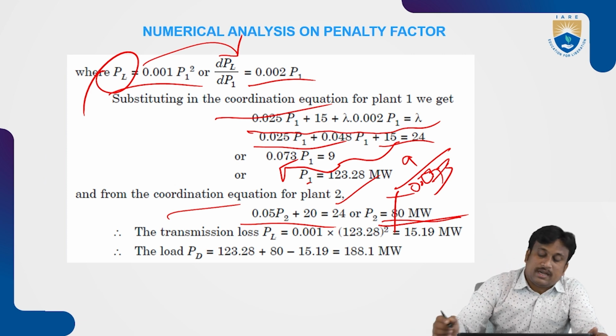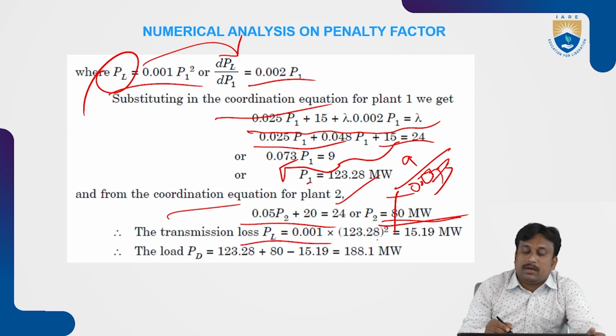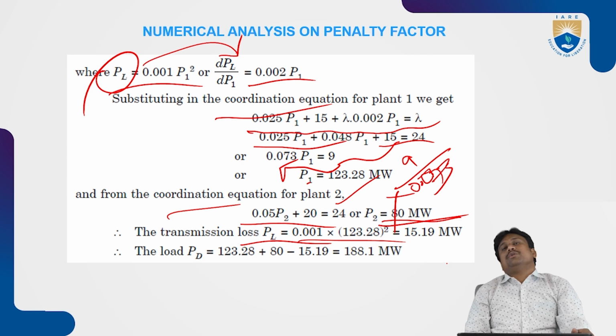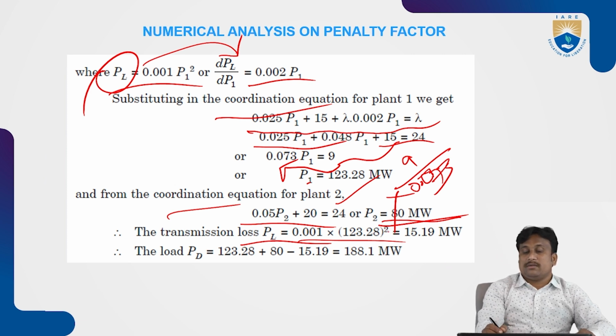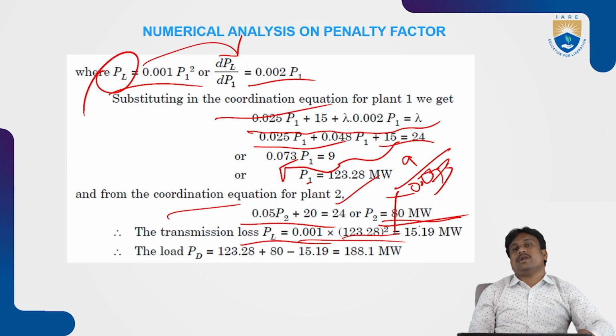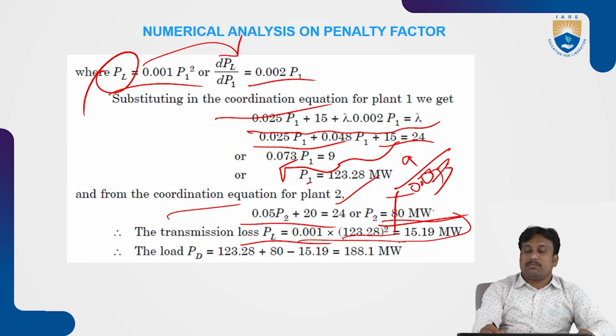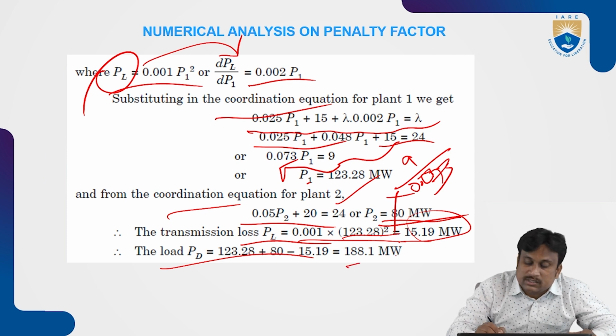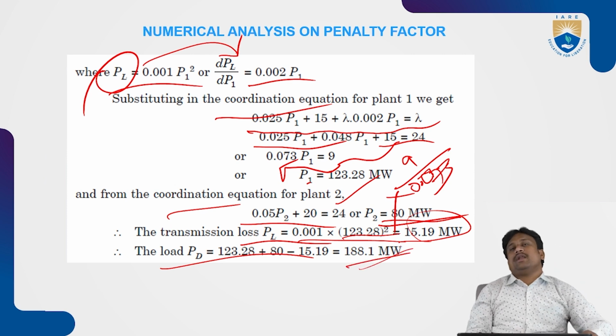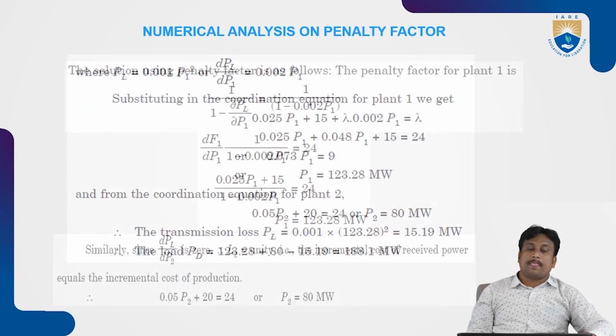So with this, the transmission loss PL is about 0.001 into P1 square, that means 123.28 whole square, that is 15.19 megawatts. So load PD equals 123.28 plus 80 minus 15.19. So this is about 188.1 megawatts. This is the load PD.